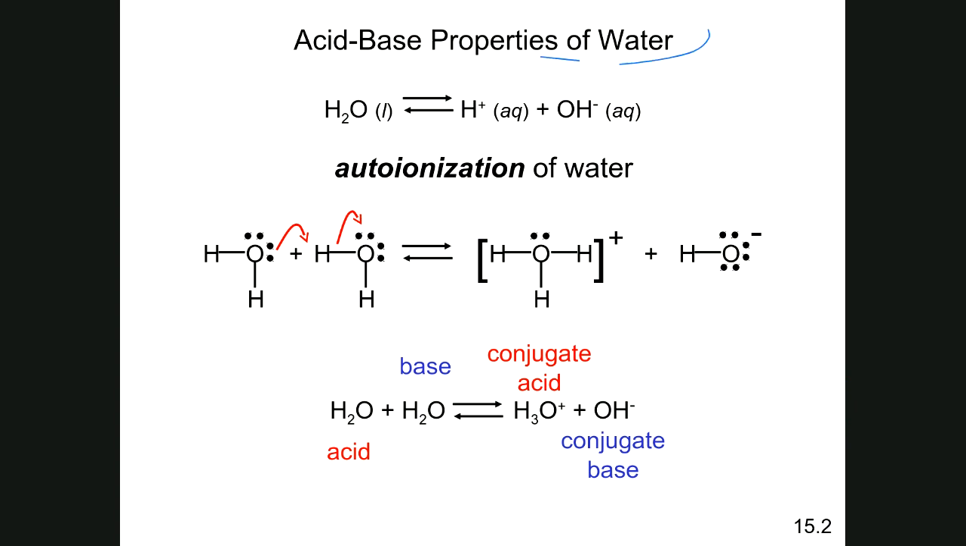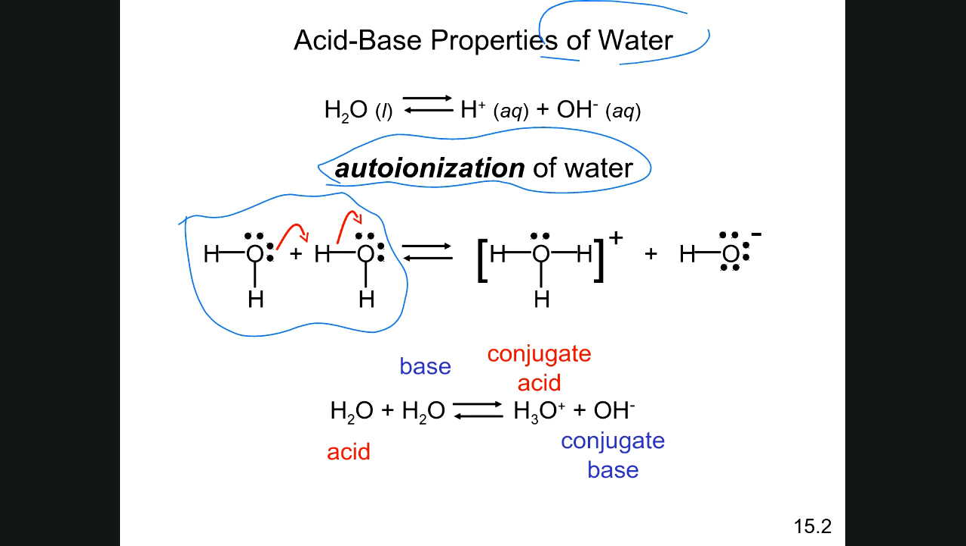Some properties of water, which is the acid-base properties of water: autoionization of water. Autoionization means that two of the same molecule are going to interact, and when they are interacting, one is going to lose a proton and the other one will gain a proton. And then for the autoionization of water, your products are going to be hydronium ion and hydroxide ion. H3O+ is the hydronium ion.